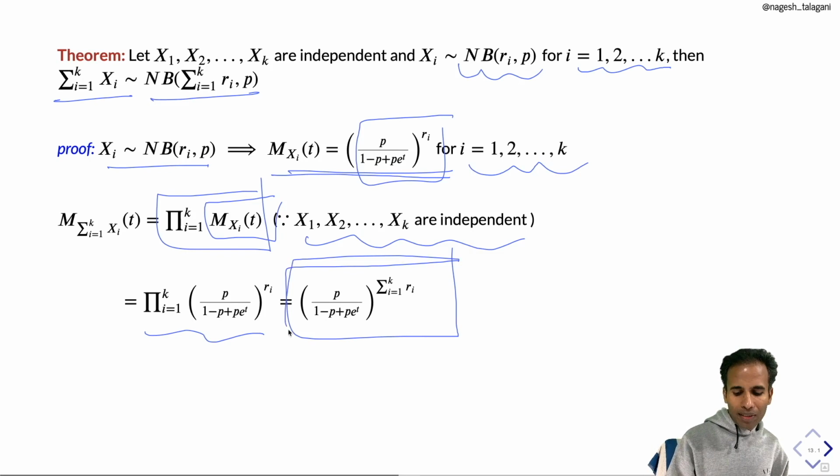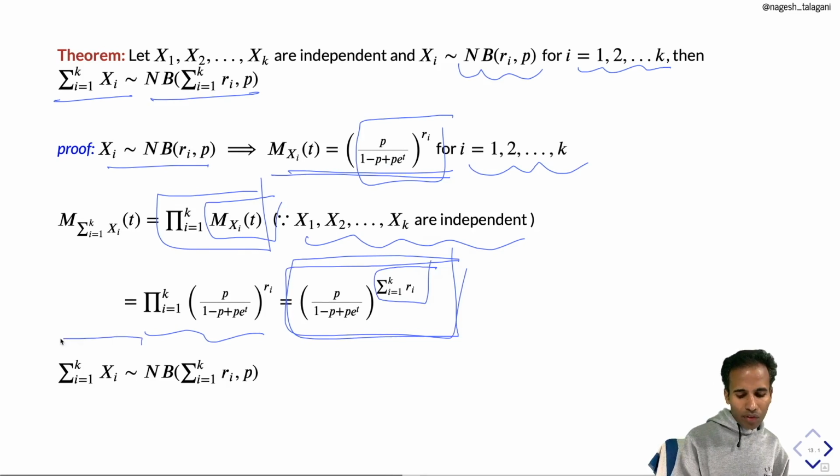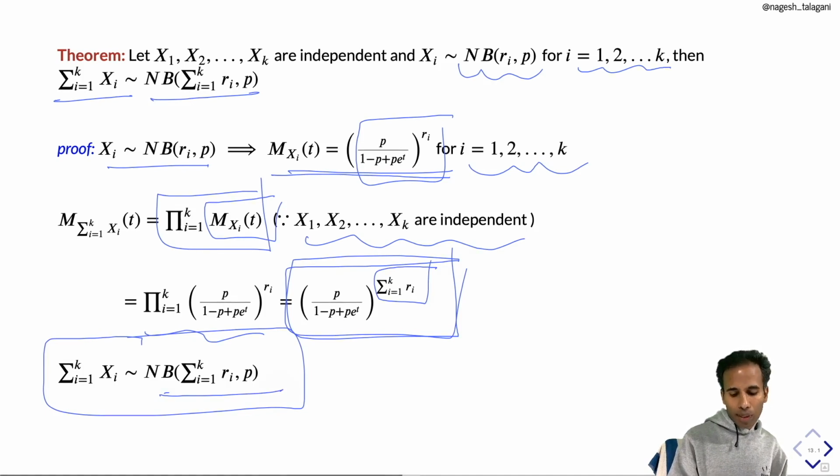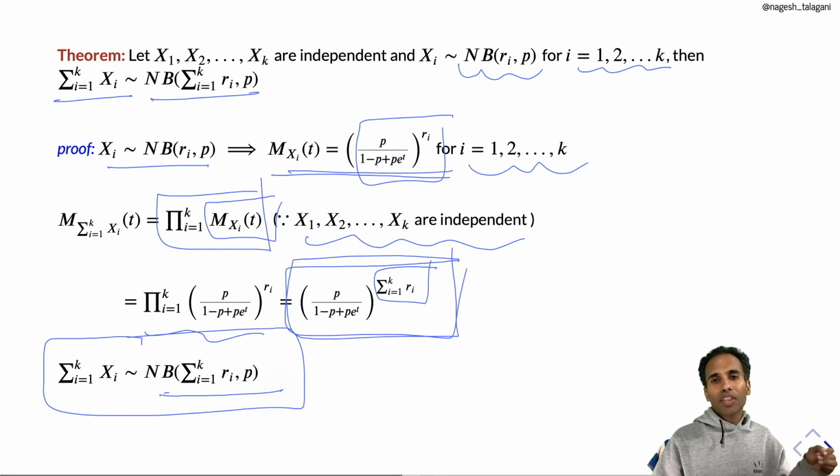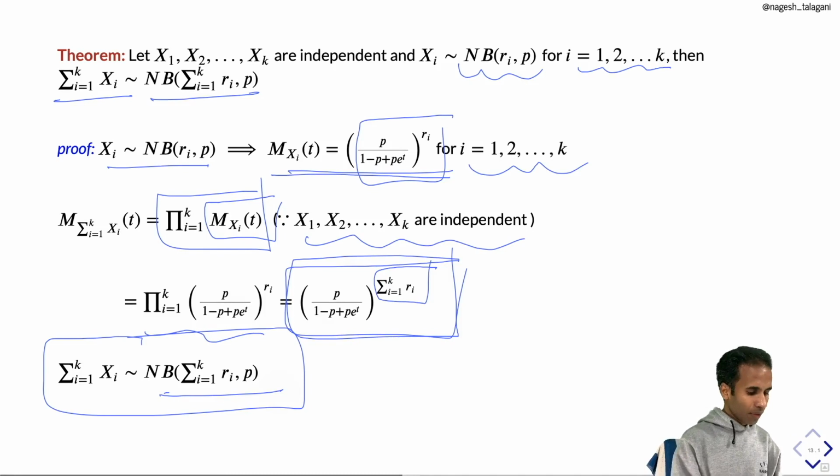So this can be recognized as the MGF of negative binomial distribution with the parameters summation ri from i equal to 1 to k, comma p. So we can say that this summation Xi from i equal to 1 to k follows negative binomial distribution with the parameters summation ri from i equal to 1 to k, comma p. This theorem says that the sum of independent negative binomial random variables with the same probability of success p is again a negative binomial random variable. Okay, fine.